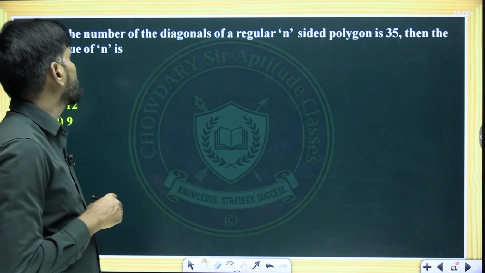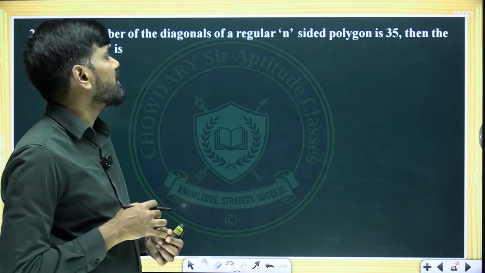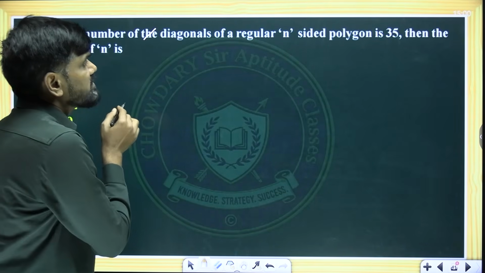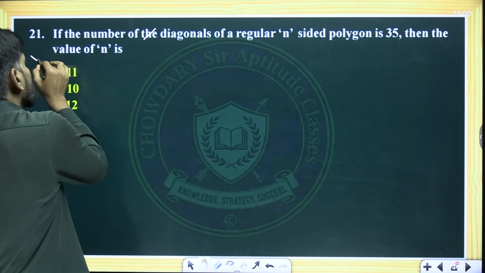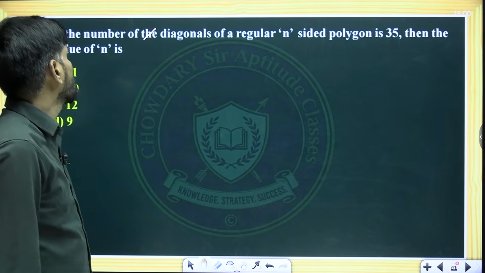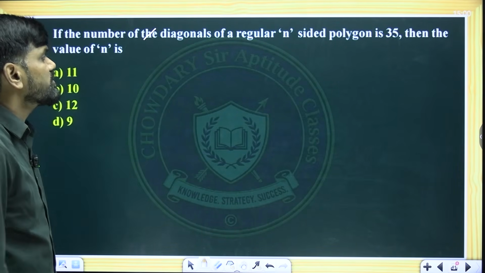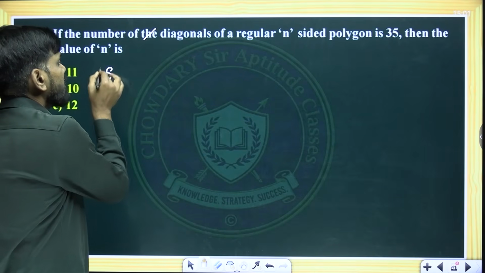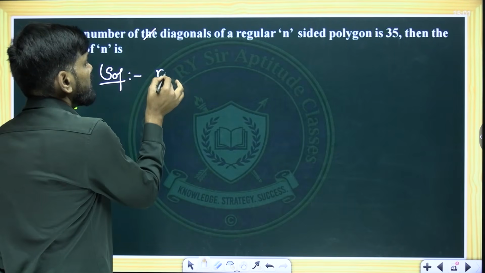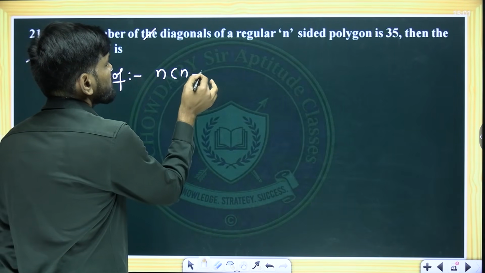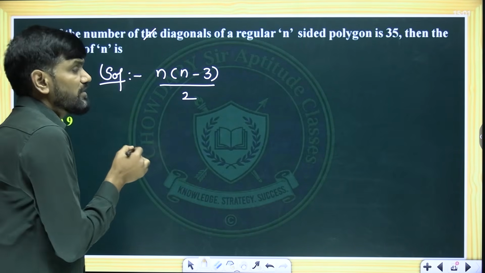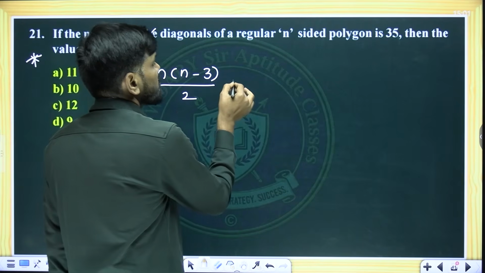Next, problem number 21. If the number of diagonals in a regular n-sided polygon is 35, then the value of n is what? So, it is clearly given. The number of diagonals value they have given. Number of sides they are asking you for. So, if the polygon is having n sides, number of diagonals is given by this formula. This value is given as how much? 35.